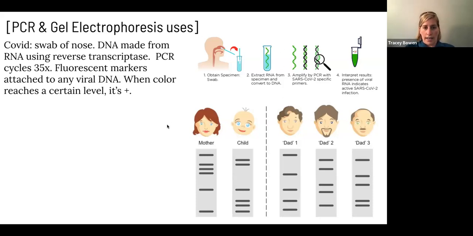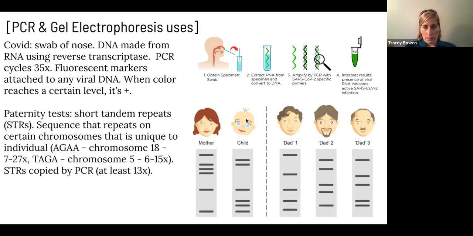When we're looking at testing paternity, for example, this mother and child, so the child has some segments of DNA. These are called short tandem repeats. These are sequences that repeat on certain chromosomes, and they're unique to the individual. And so, for example, a GAA is a sequence that can repeat on chromosome 18, and it might happen 7 to 27 times. So I might have 7 repeats, but you might have 27 repeats.